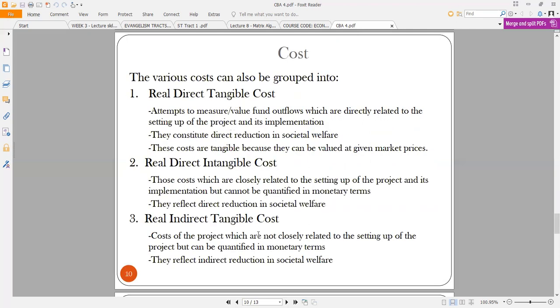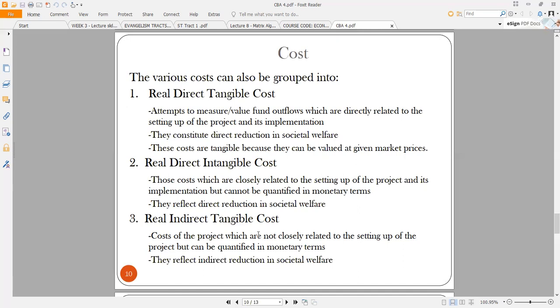Then let's look at cost. Cost too, we have the same thing. We have direct tangible cost. So this is a cost that is directly related to the project and can be valued at market prices. This one reduces societal welfare. And then the second one is direct intangible cost. Direct intangible means the cost is directly related to the project, but it cannot be valued at market prices.